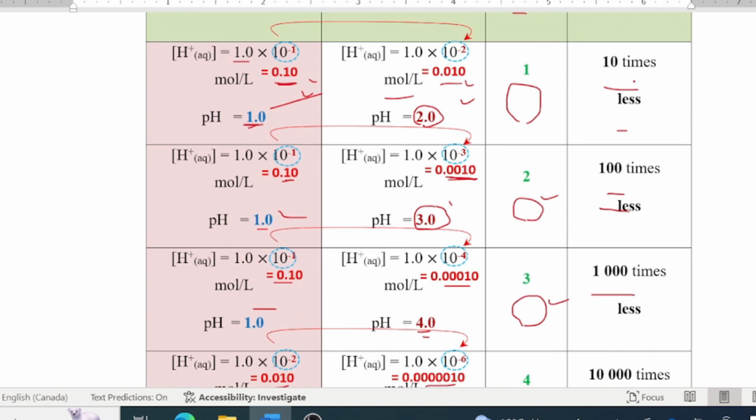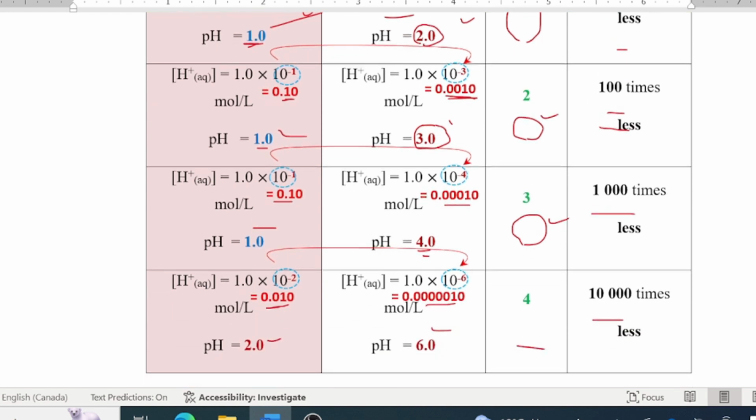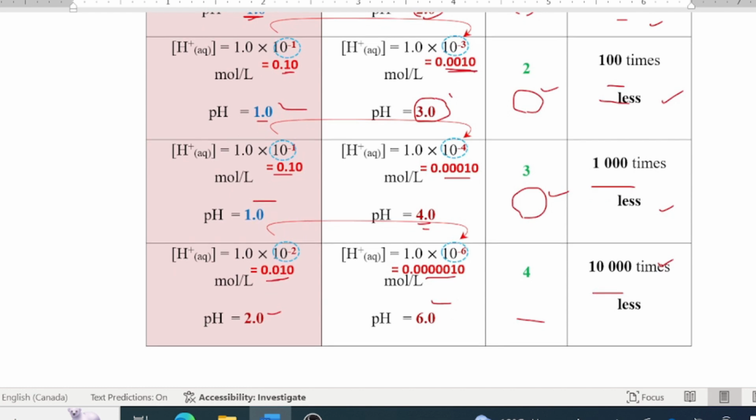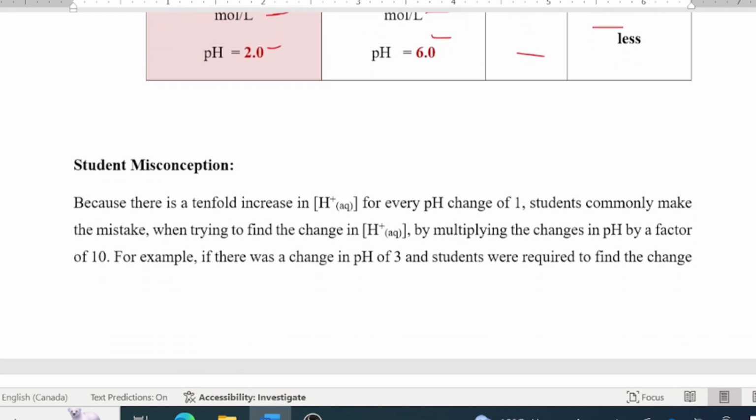So when it is 10 times less, there's a change in pH of 1. If it's 100 times less concentrated, there's a pH change of 2. 1,000 times, a pH change of 3. 10,000 times is a change of 4. So you keep diluting an acid, its pH climbs, and you can know by how much it changes depending on how dilute it becomes. So that is how pH changes with dilution.